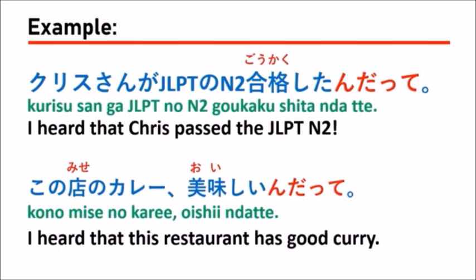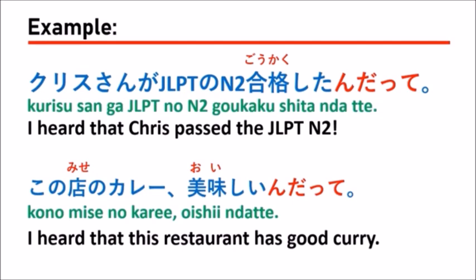And for the second sentence, you see that they use oishii ndatte. That means the second sentence uses an i-adjective, right? When you use an i-adjective, you don't need to change anything. You can use it in that form. Oishii ndatte. So they say kono mise no kare oishii ndatte, which means I heard that this restaurant has good curry, or this restaurant really has delicious food, right?